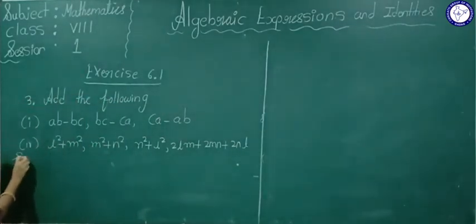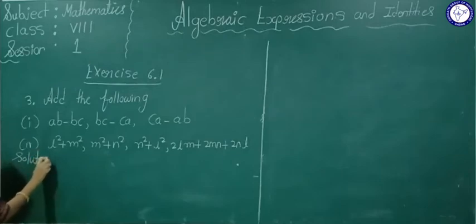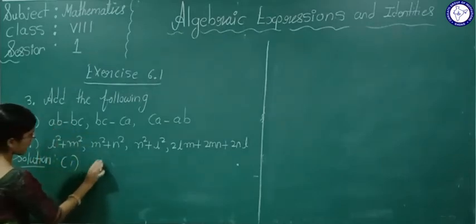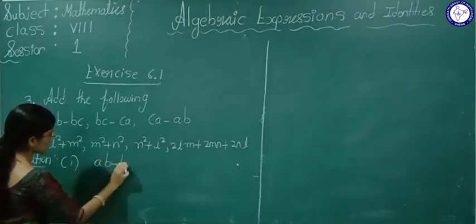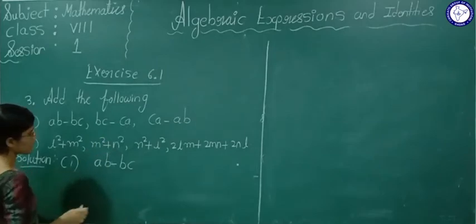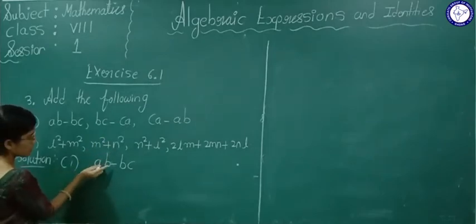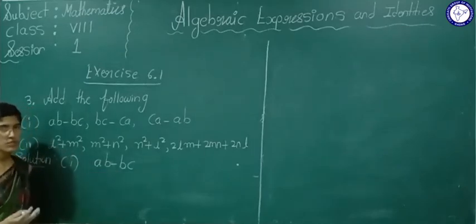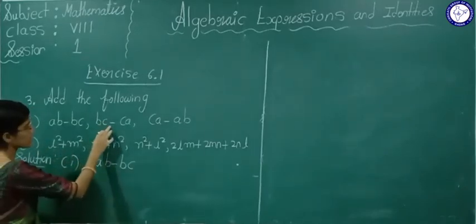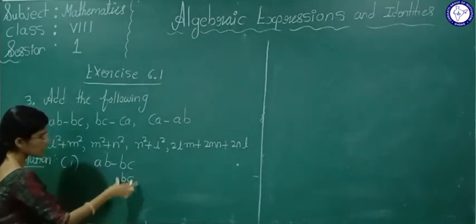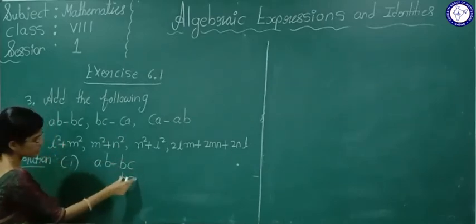Answer your solution. First one, add that all: AB minus B. This is one algebraic expression. Second, BC minus C. Second algebraic expression. One below this algebraic expression, we will write the other. BC minus C. Like terms you have to write in one way only, see here, in one column.